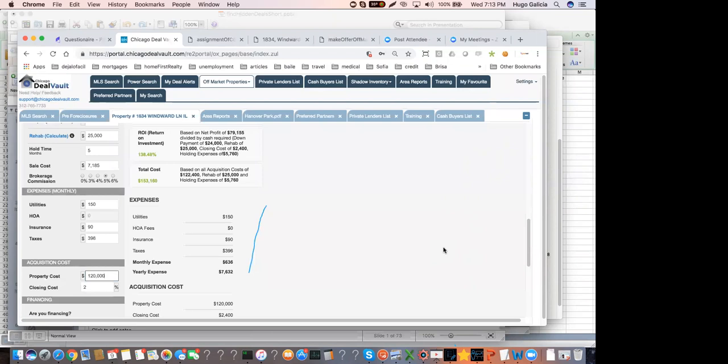It's going to be called speed networking. We're going to have all the members of Chicago Deal Vault, and you are going to get to know every single one of them. We're going to do a game, so you're going to get to know each other very quickly. The objective is to match you up so that you can find a partner, somebody who has what you don't have. If you don't have money, we're going to hook you up with somebody who has money.